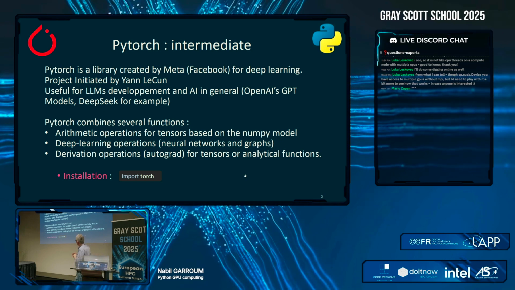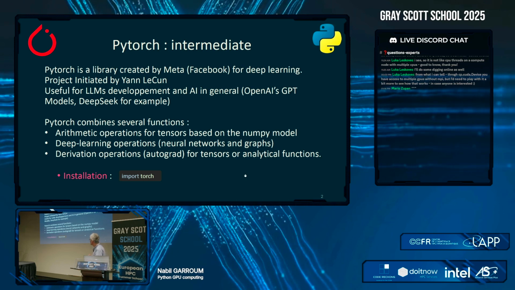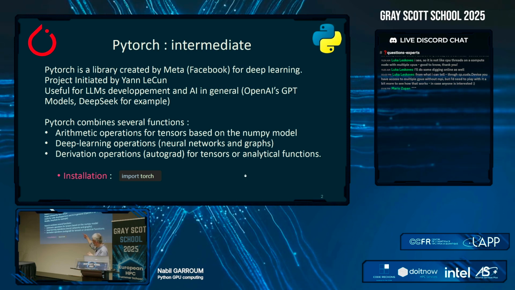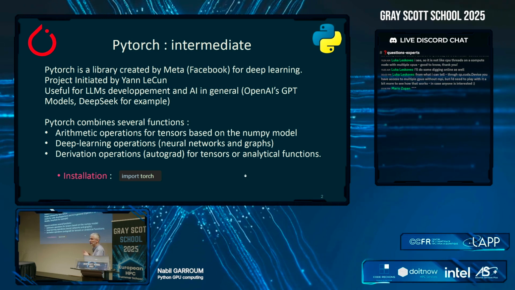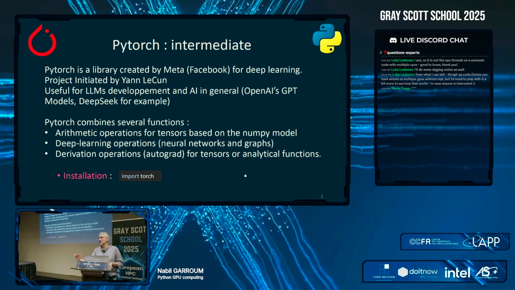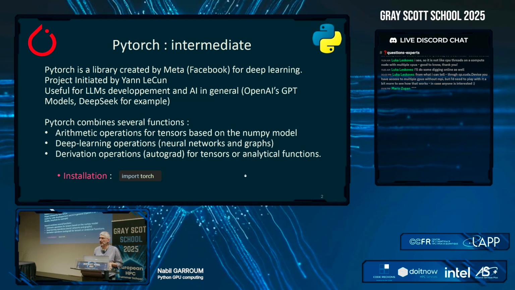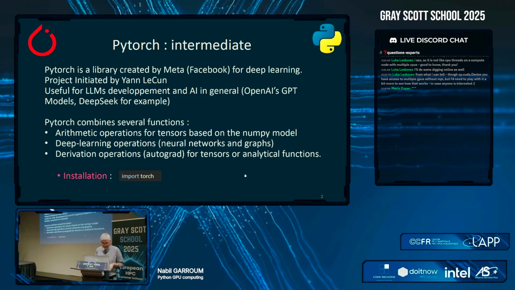It's also dedicated to deep learning operations for neural networks and graphs, and for deep learning purposes it has some very powerful derivation operations with autograd for tensors, and also for analytical functions. We will see that also. If you summarize a little bit, it's very close to JAX, but not as powerful as JAX. We have a summary at the end of the session comparing the two and all the other libraries we saw this week.